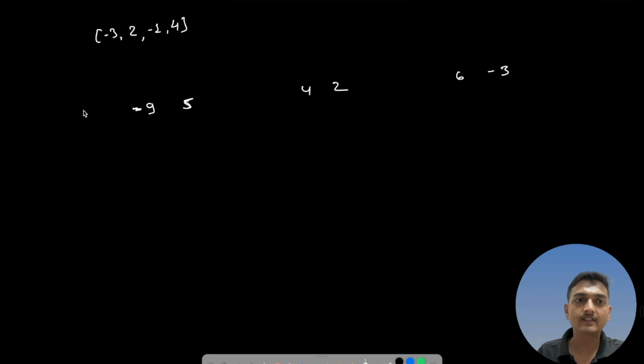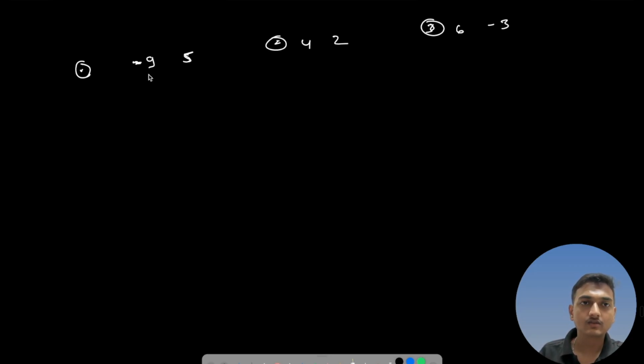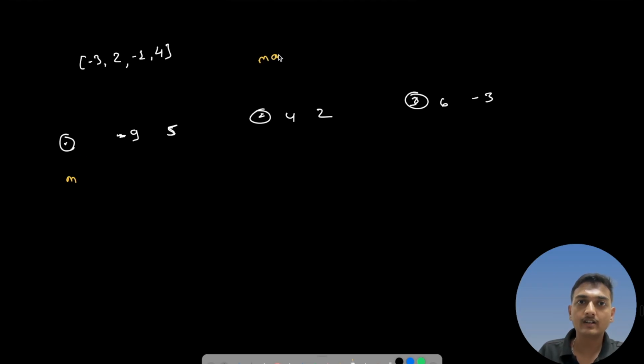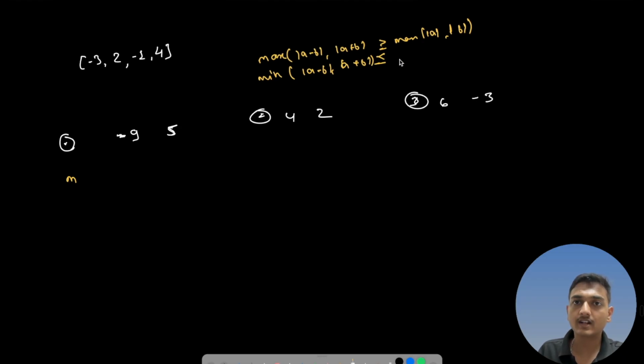Here I have written three test cases. The first test case contains minus 9, 5, the second contains 4, 2, and the third contains 6, minus 3. We will try to solve this. Let me write the formula here. My formula is: max of a minus b, a plus b, in absolute values, should be greater than or equal to max of modulo of a, modulo of b. And similarly for the minimum, the first part remains the same, modulo of a plus b, but the change is it should be less than or equal to the minimum of modulo of a and modulo of b. Okay, so this is my formula.